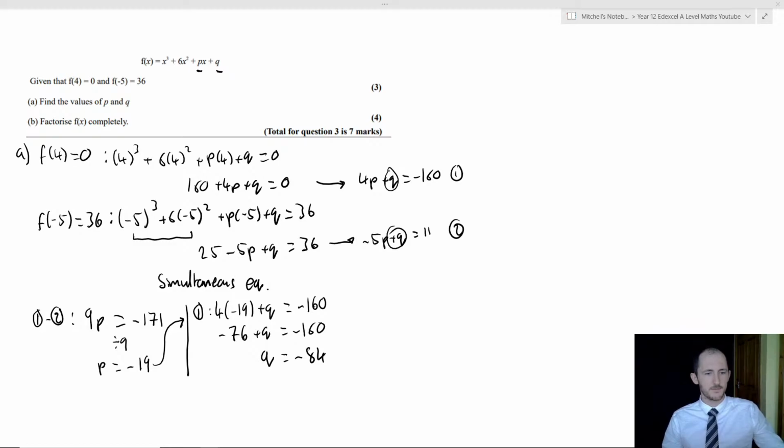And that is our answer for part A. That's only 3 marks, so in terms of where you get them, you get a mark for getting p and q correct, obviously, and another mark for setting up a simultaneous equation. That's where you get your 3 marks from. So I'll let you just have a second to think about that and see if it makes sense.